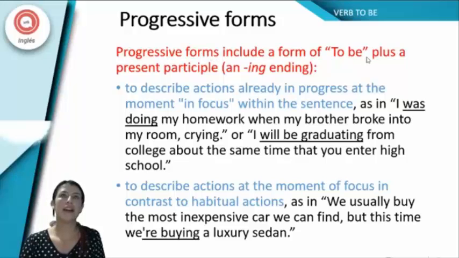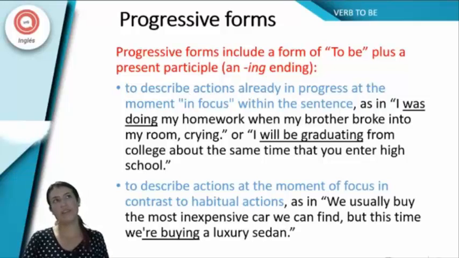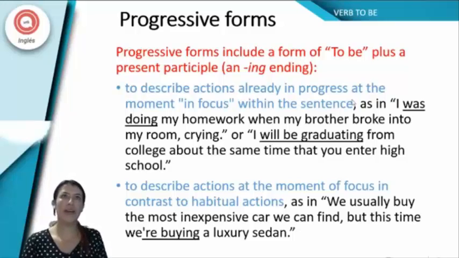Entonces, vamos a hablar de las formas progresivas que incluyen al verbo to be o el verbo ser o estar. Entonces, la primera forma progresiva es para describir acciones que ya están en proceso en el momento en el que estamos hablando, ¿ok? To describe an action already in progress at the moment in focus within the sentence. Cuando digo in focus es que estamos hablando de un momento en específico, y en ese momento en específico se está hablando de una acción que está en progreso, ¿ok?